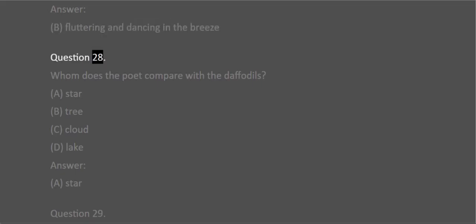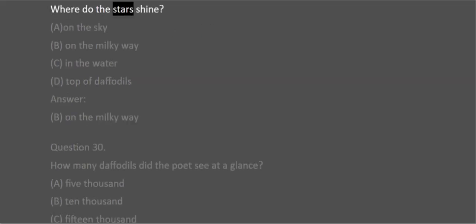Question 28. Whom does the poet compare with the daffodils? A. Star. B. Tree. C. Cloud. D. Lake. Answer. A. Star. Question 29. Where do the stars shine? A. On the sky. B. On the Milky Way. C. In the water. D. Top of daffodils. Answer. B. On the Milky Way.